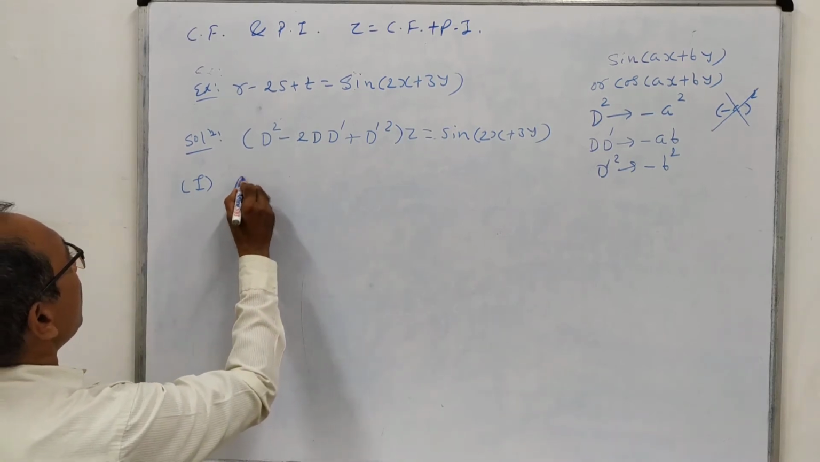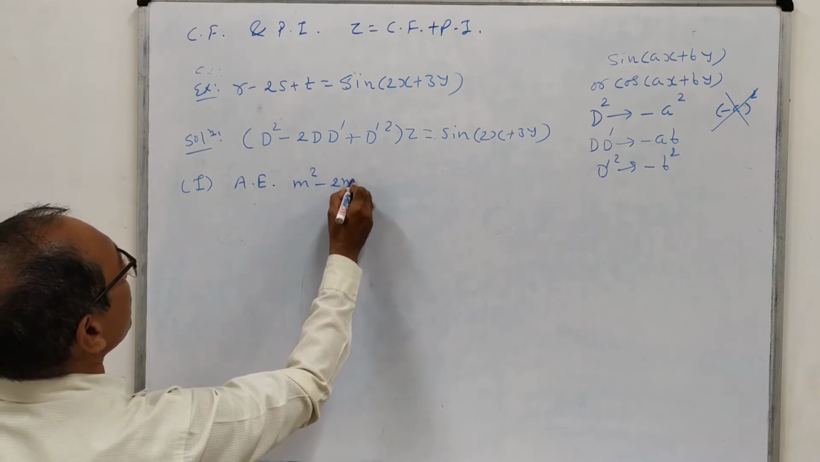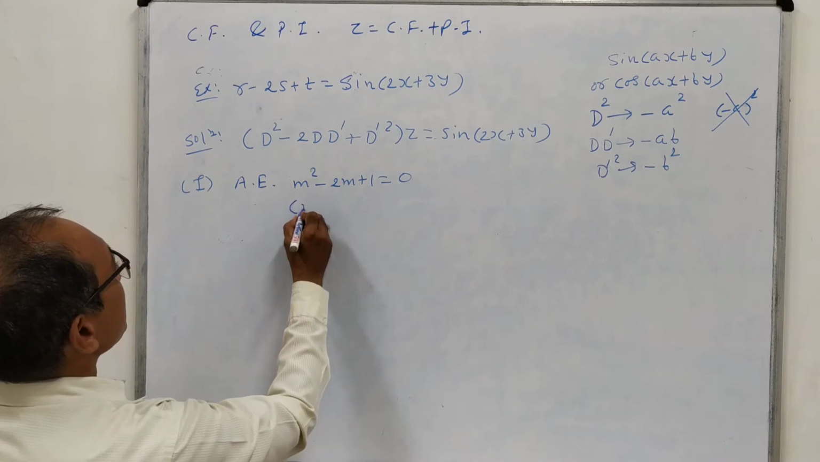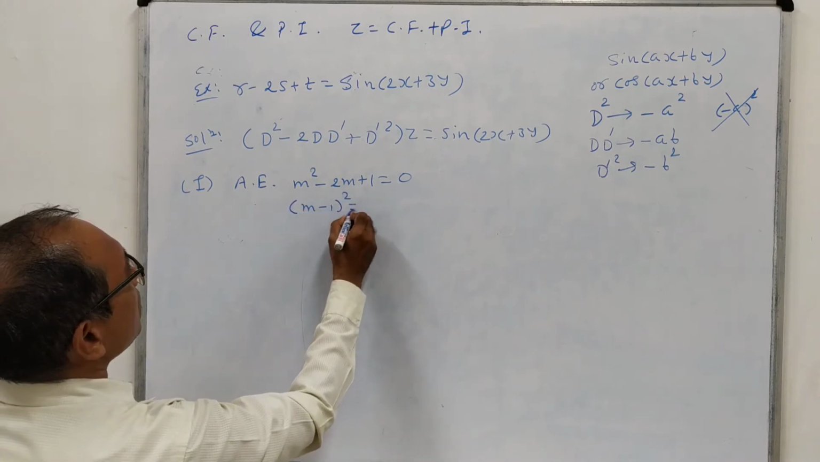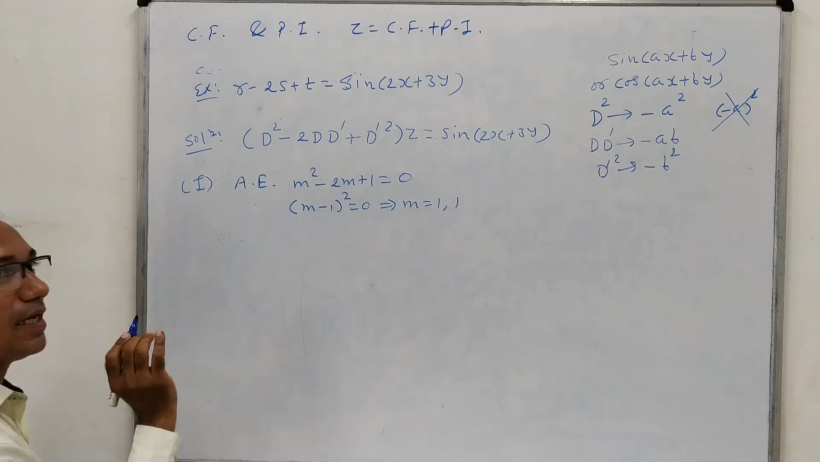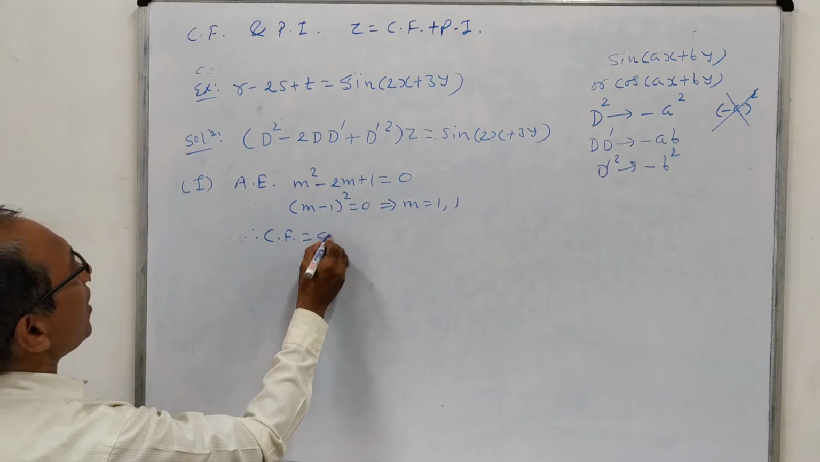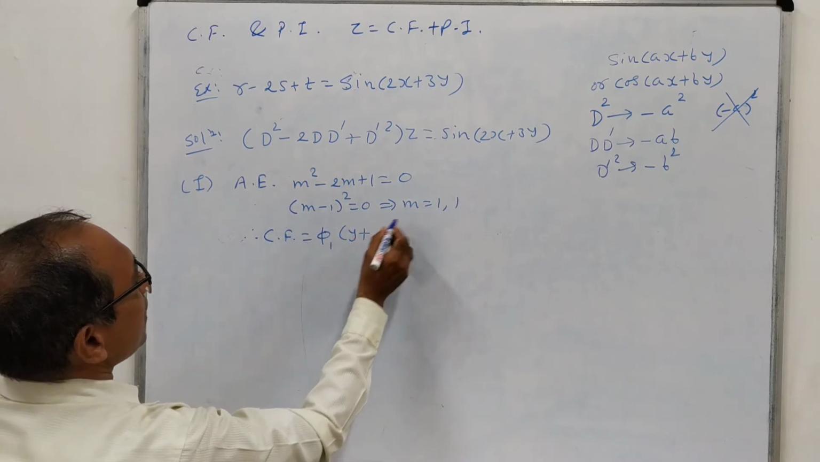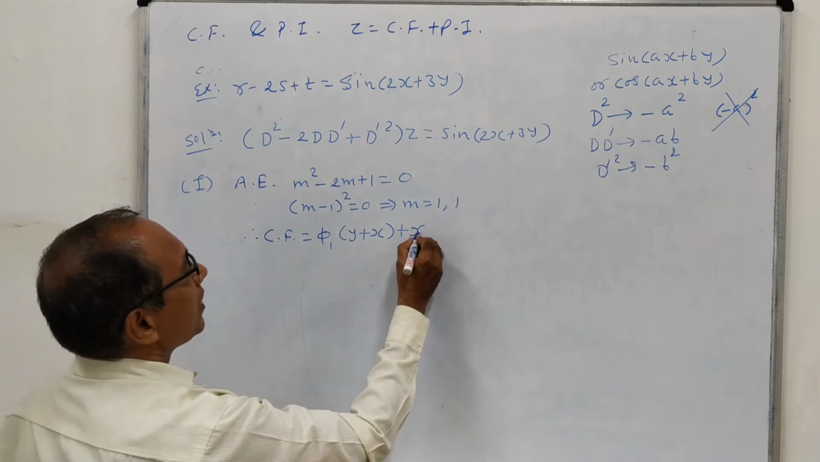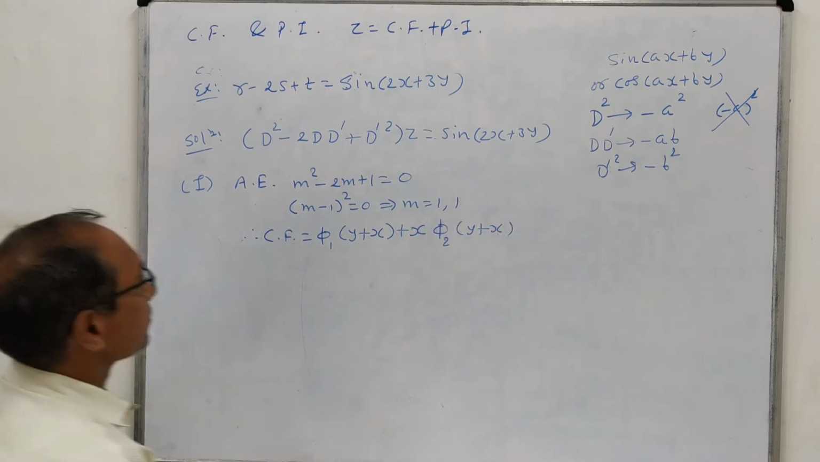So here the auxiliary equation is m² − 2m + 1 = 0, and therefore it has the factors (m − 1)² = 0. That means we have m = 1 and 1. Again the two roots are repeated, and therefore CF = φ1(y + mx), and m is 1, so y + x. The second solution is repeating, so we multiply this by x and write x φ2(y + x), same thing.